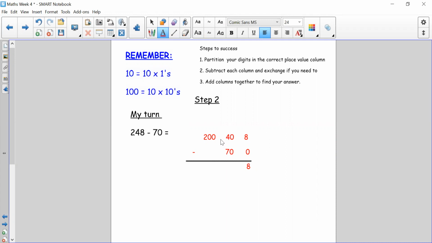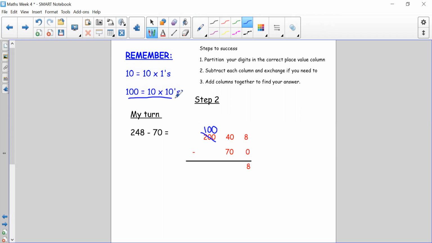I don't have enough 10s, so I need to go across to Mr. 100. Mr. 100, could I please have one of your hundreds? Yes, of course you can, but you need to make sure that you exchange me for 10 tens, because 10 tens is equal to 100. Remember, that's our rule there.